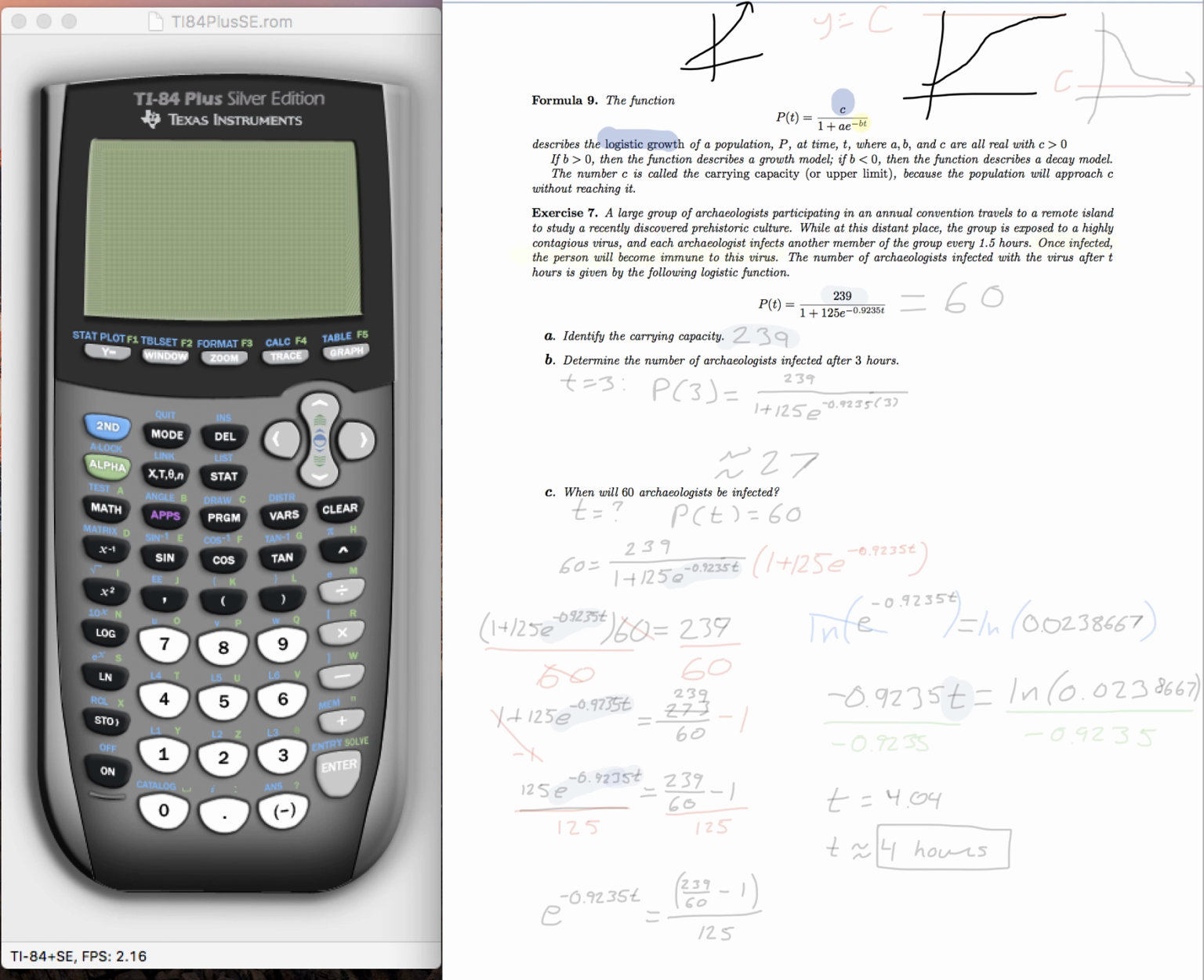On the other hand, if this is a decay model, our population will start at a certain number and decay exponentially, but eventually level off at, again, that carrying capacity. So the carrying capacity represents the asymptote that this function gradually approaches. This one would have a carrying capacity somewhere down here.